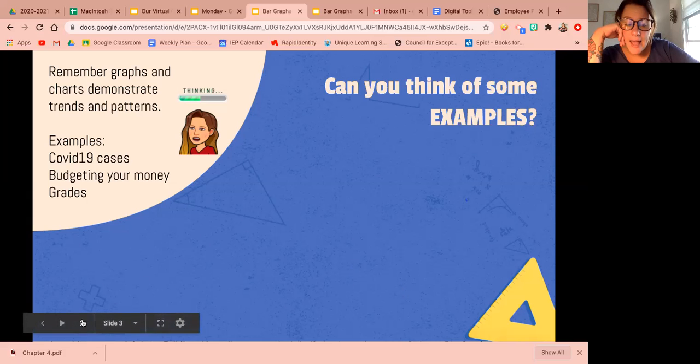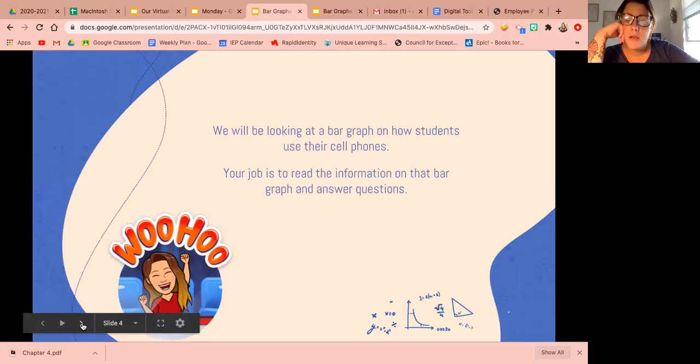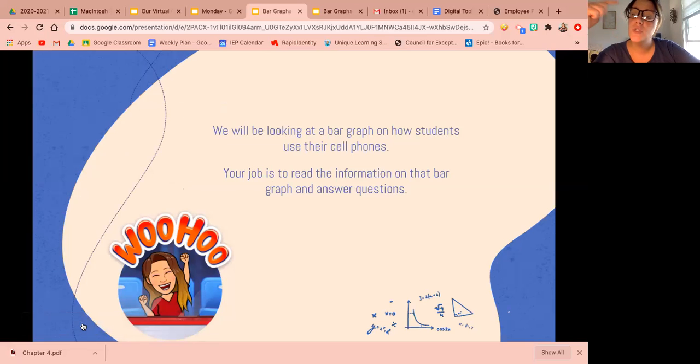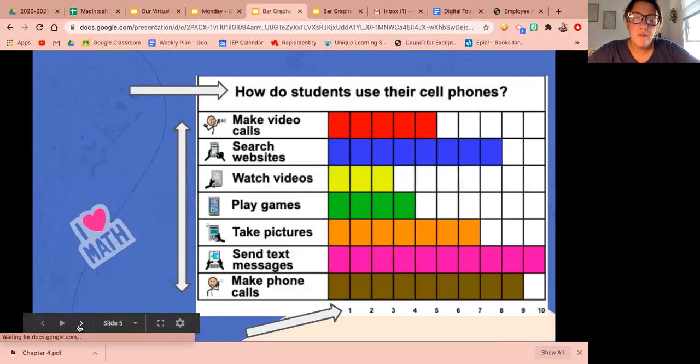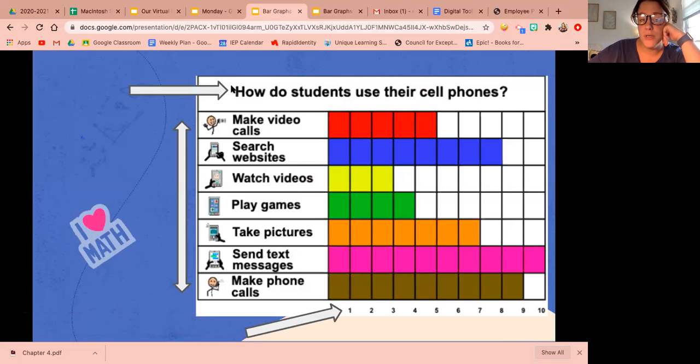So for today, the graph that we're going to look at is talking about how students use their cell phones. How do students use their cell phones? And your job is going to be to read that information on the bar graph and answer those 5 questions, okay? So let's look at the graph first. What kinds of things do you see on this graph? And I have a couple arrows helping us out. So pause this and just out loud tell me all the things, or tell yourself all the things because I can't hear you, all the things that you see on this graph.